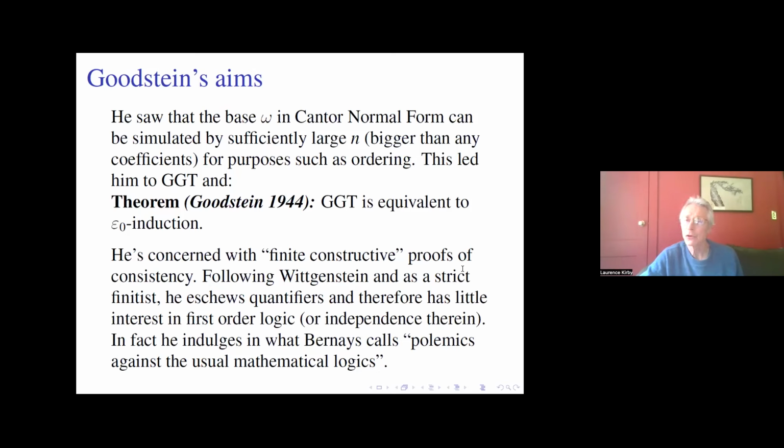Goodstein was probably more Catholic than the Pope and could be dogmatic. And as I say here, he indulges in what Barwise complains about as polemics against the usual mathematical logics. Not in this paper, but in earlier papers.